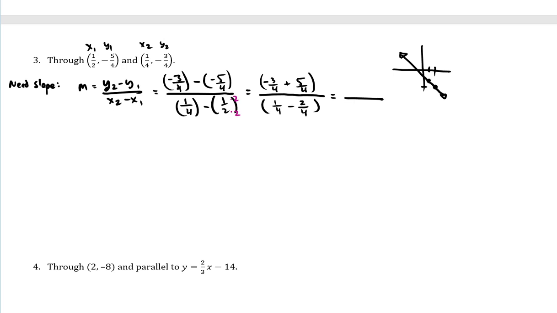Now, in the numerator, we can simplify this. -3/4 plus 5/4. Remember, the denominator stays as is, the 4. And then -3 plus 5 would be a +2. So there's the simplified numerator. And then down below, we have 1/4 minus 2/4. Well, that would simplify and give us -1/4.